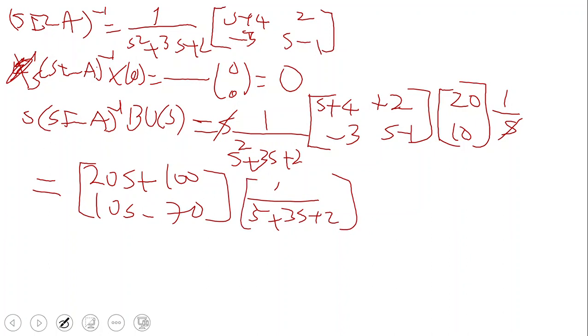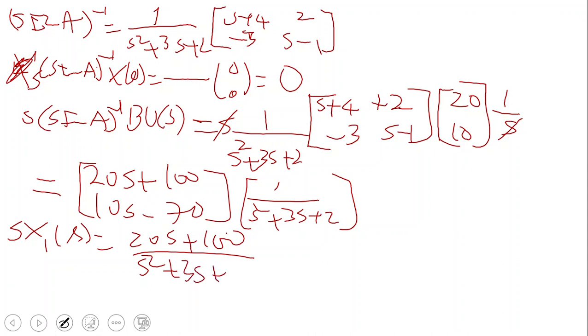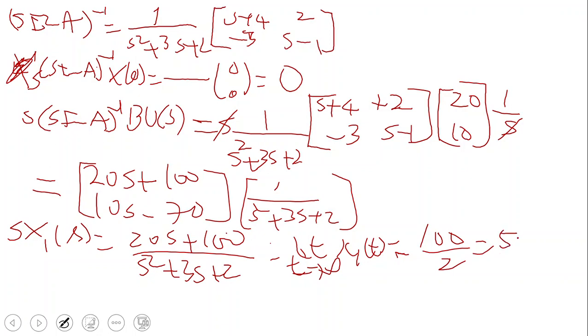Therefore, what is x1 of s? That is s into x1 of s, because we are multiplying with the s. So s into x1 of s is (20s plus 100) by (s square plus 3s plus 2). Therefore, limit t tends to infinity x1 of t is, we have to substitute s tends to 0 in this s x1 of s. Therefore, 0 plus 100 by 0 plus 0 plus 2, so 100 by 2, it is 50.